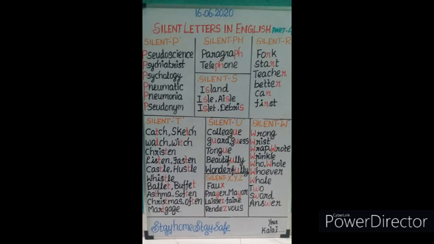Z is also very rarely silent. Only two words I have given here. The examples are laissez-faire. The spelling is L-A-I-S-S-E-Z-F-A-I-R-E, but we are pronouncing it as laissez-faire. Then rendezvous. Second one is rendezvous, R-E-N-D-E-Z-V-O-U-S, but we are pronouncing it as rendezvous. These two are French words.